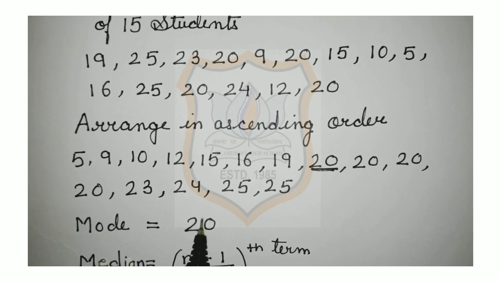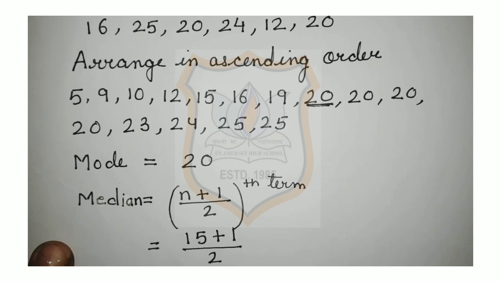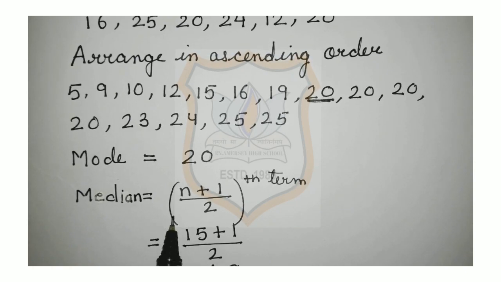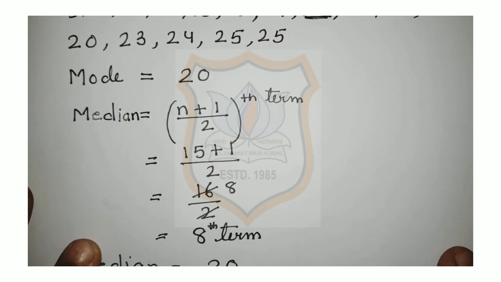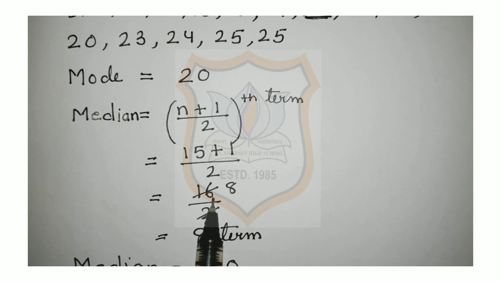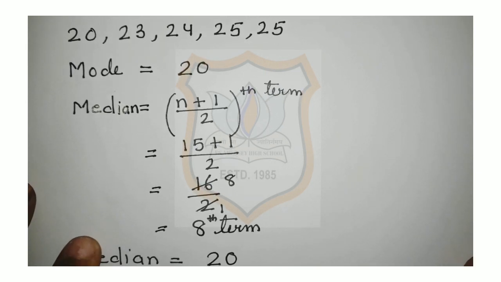Now I have to find out the median. To find the median, what is the formula? The formula is (n plus 1) upon 2 th term, where n is the number of observations, and the number of observations here is 15. So 15 plus 1 upon 2. 15 plus 1 is equal to 16. 16 upon 2. Now 2 ones are 2 and 2 eights are 16. So this is the 8th term.